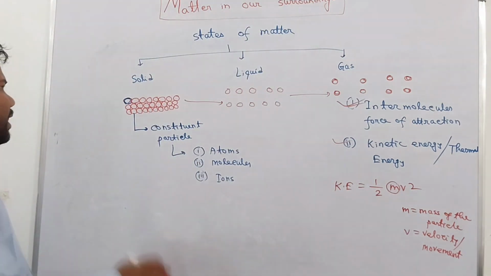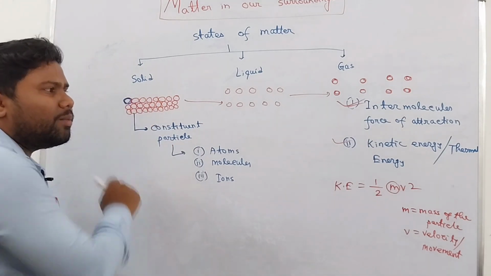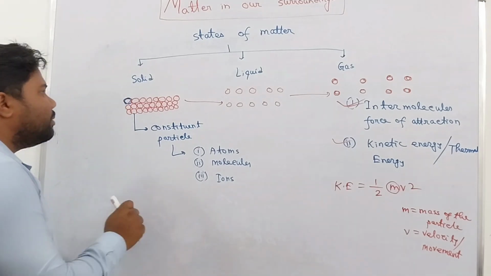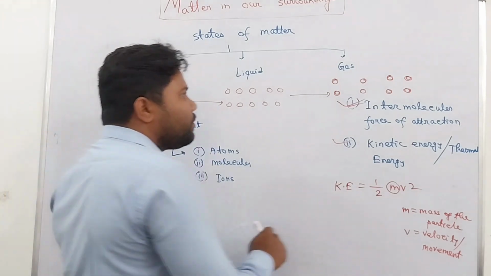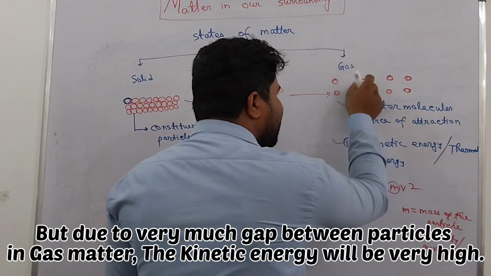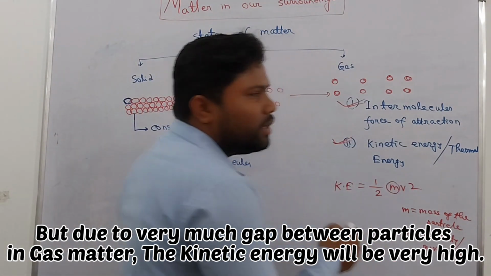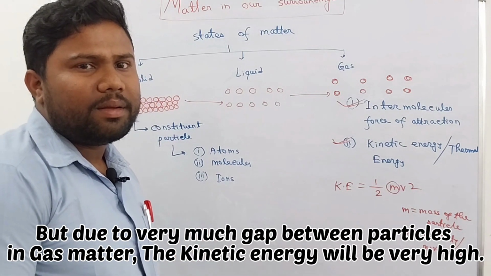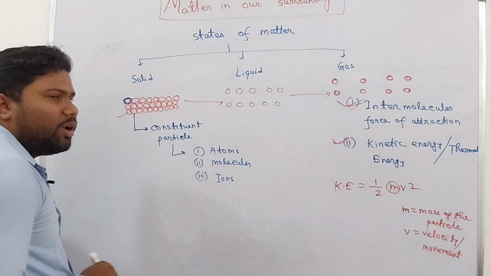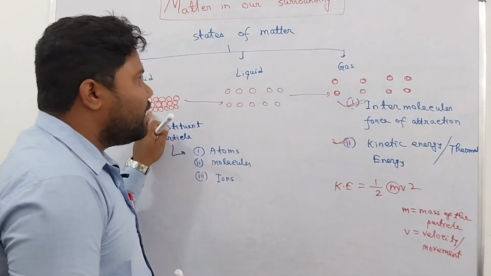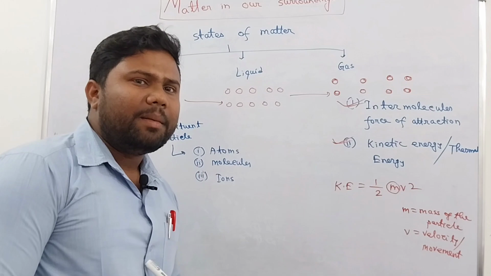Now tell me one thing, in case of the solid state of matter, if the particles are getting very close due to high intermolecular force of attraction, then the movement of the particles will be very less in case of solid states. But due to too much gap between the particles in case of gaseous states, the kinetic energy should be very high. So what we have learned? We have learned that in case of solid states, the intermolecular force of attraction is very high, and intermolecular force of attraction will be very less for gaseous states of matter.